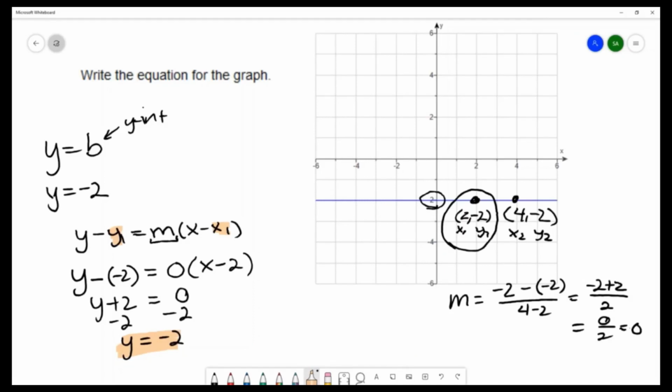So if you've memorized what horizontal lines equations look like, you can do it that way. If not, you can go through the process of calculating the slope and substituting the slope and a point into point-slope form to get our equation of y equals -2.